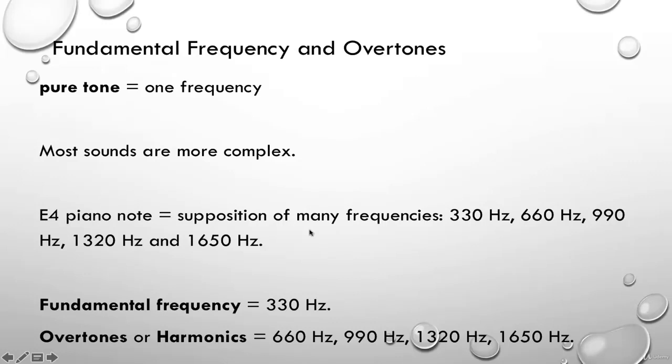And if I were to look at E4 on a trumpet, then maybe these might be different integer multiples. It will still have the same fundamental, but it might have different multiples of the fundamental. It might have different magnitudes, different sizes, depending on how the instrument works.